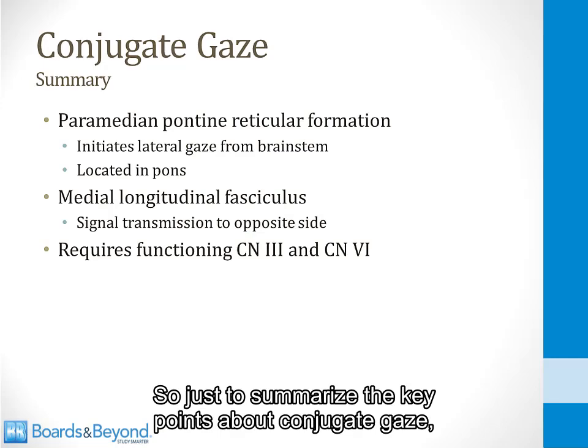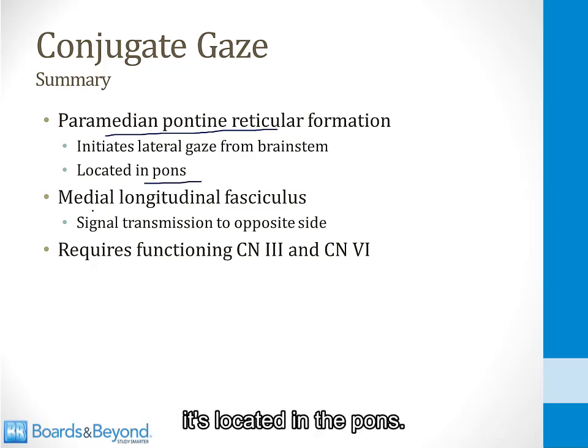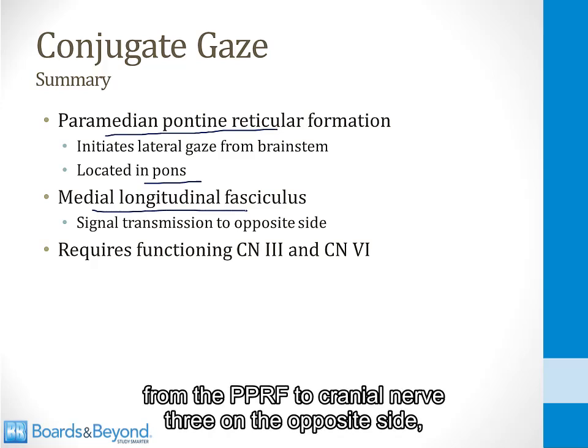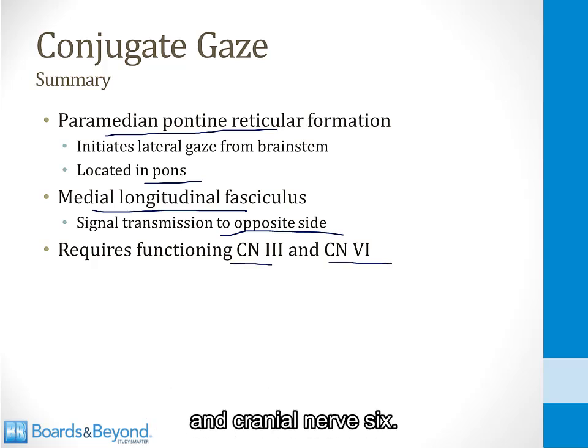So just to summarize the key points about conjugate gaze, the PPRF initiates lateral gaze from the brainstem. It's located in the pons. The medial longitudinal fasciculus carries signals from the PPRF to cranial nerve 3 on the opposite side, and conjugate gaze requires functioning cranial nerve 3 and cranial nerve 6.